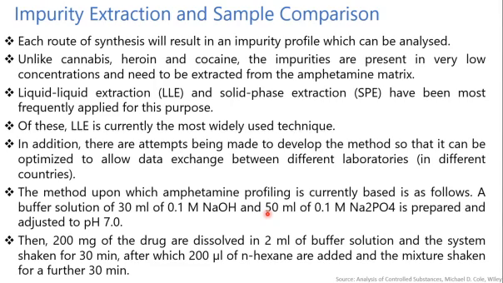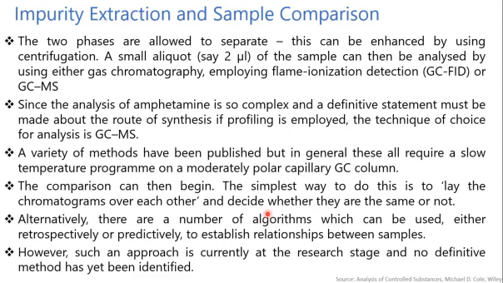A buffer solution of 30 ml of 0.1 molar NaOH and 50 ml of 0.1 molar disodium phosphate is prepared and adjusted to pH 7. Then 200 mg of the sample is dissolved in 2 ml of the buffer solution and shaken for 30 minutes, after which 200 microliters of n-hexane are added and the mixture shaken for a further 30 minutes. The two phases are allowed to separate. This can be enhanced by using centrifugation.